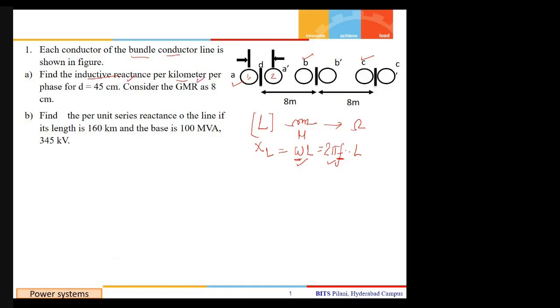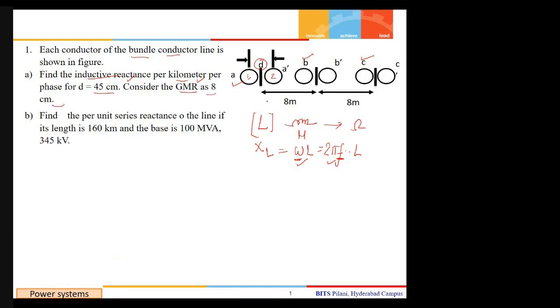Now, why per kilometer? Because the parameters are distributed throughout the distance. So here we need to calculate the parameters per kilometer of the line, or per length of the line. Now the distance D is given to be 45 centimeter. 45 centimeter is the distance between the 2 individual bundle conductors of the line. You need to calculate the GMR, that is the geometric mean radius, at 8 centimeter.